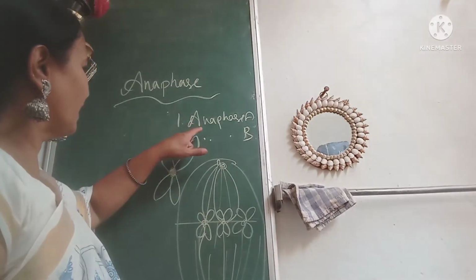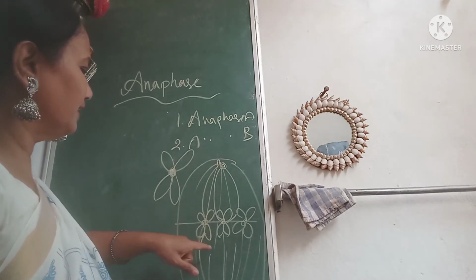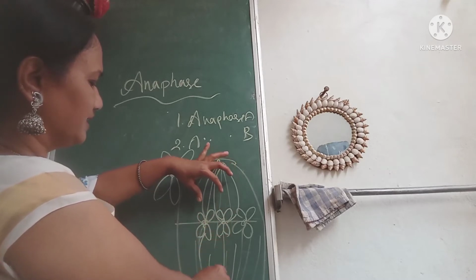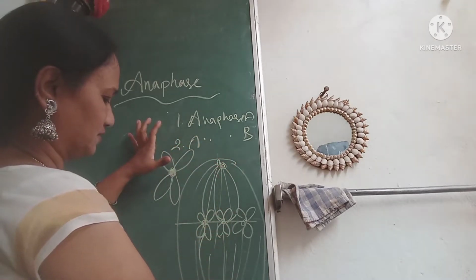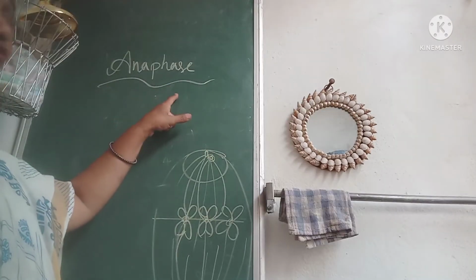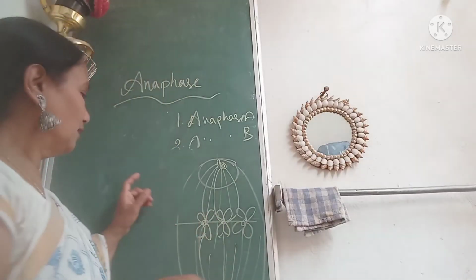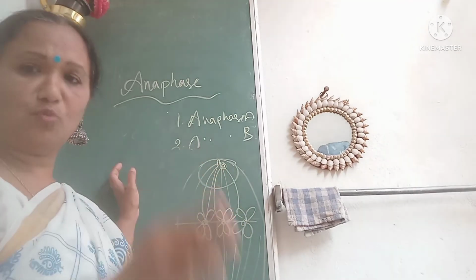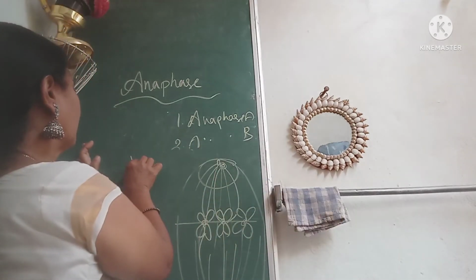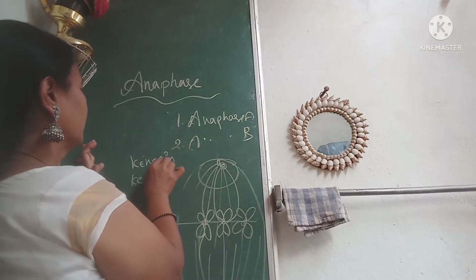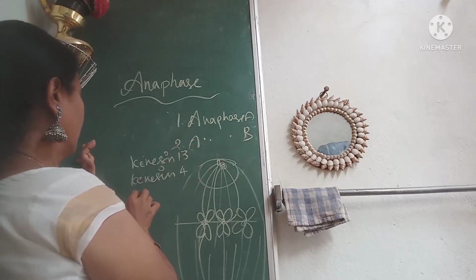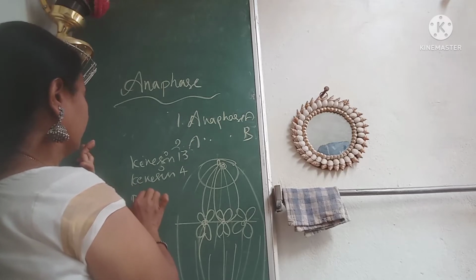The process of anaphase will continue until all the chromatids reach their respective poles. At the onset of anaphase, there are three proteins involved in the movement of the chromosomes. These are kinesin 13, kinesin 4, and dynein.